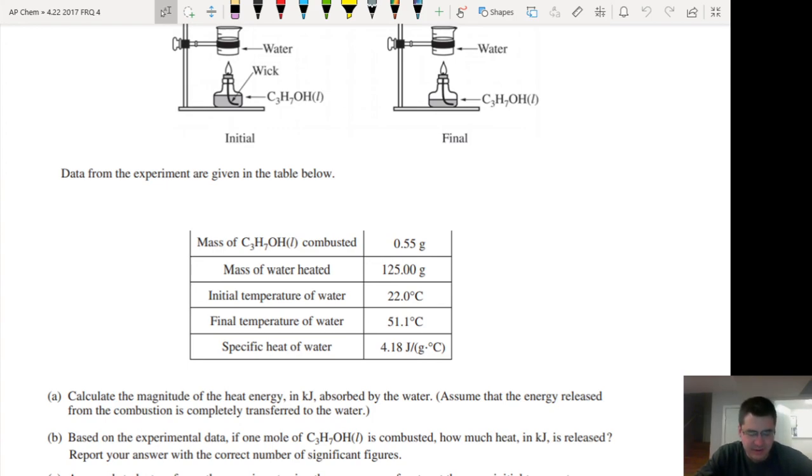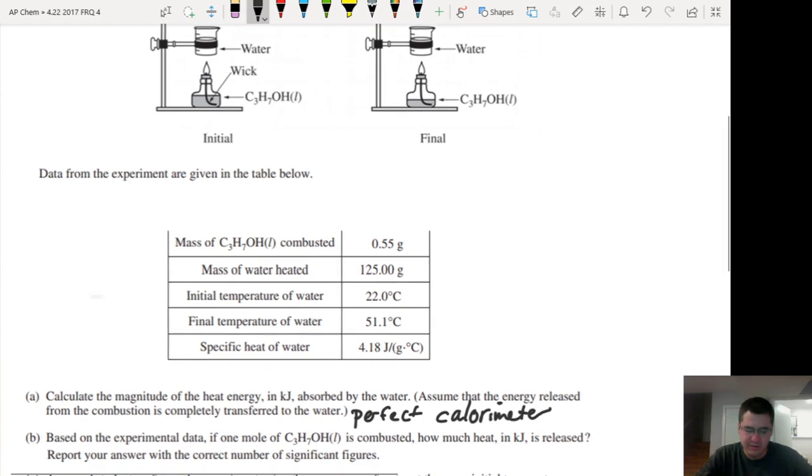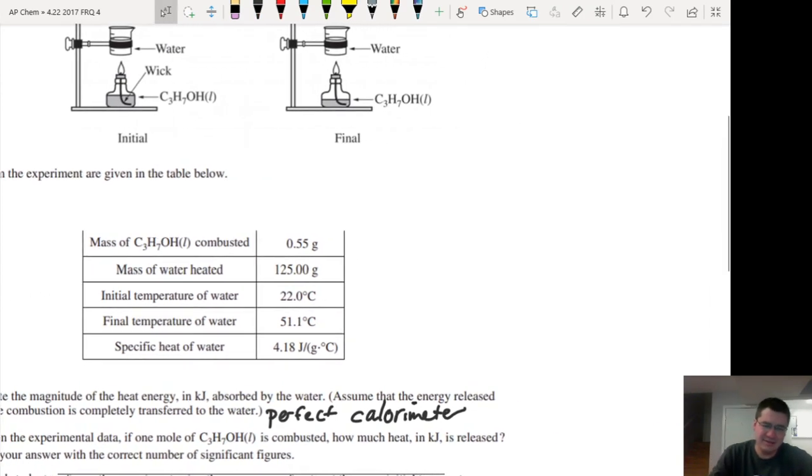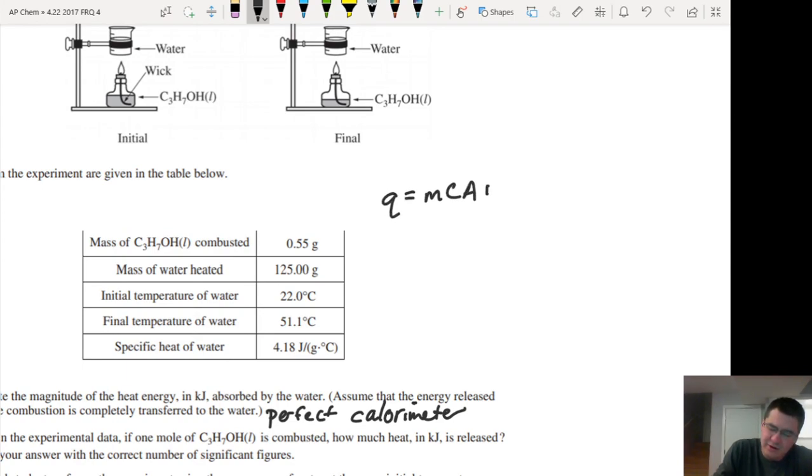It says calculate the magnitude of heat energy in kilojoules absorbed by the water. Assume that the energy released from the combustion is completely transferred to the water, so it's a perfect calorimeter. Everything on here will always be a perfect calorimeter. So what equation are you going to use? Q is mcΔT, and we're going to do this for the water first.